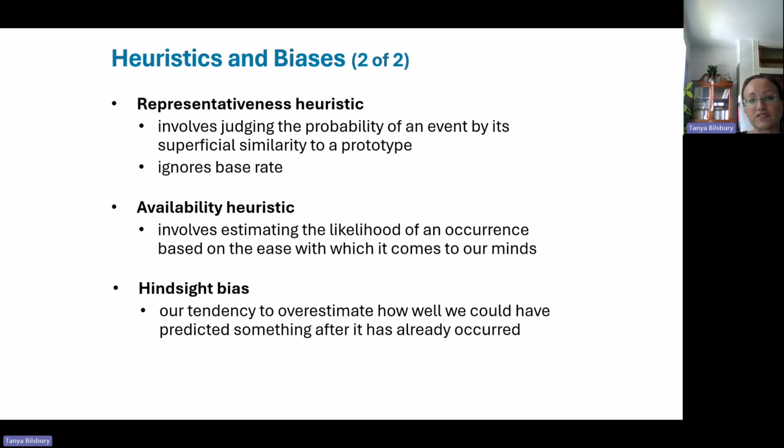I felt like the way this information was presented suggested that hindsight bias was a heuristic. It's not. Those are different things. It's a form of bias.